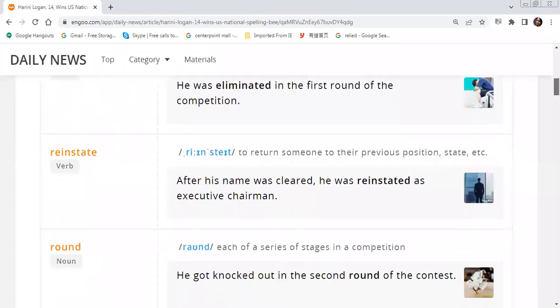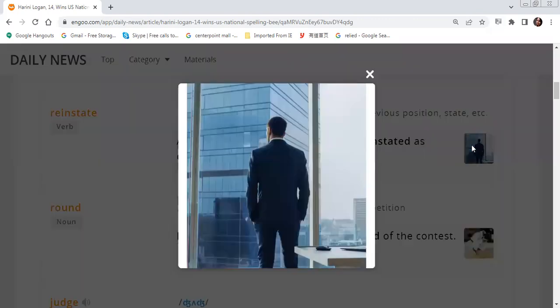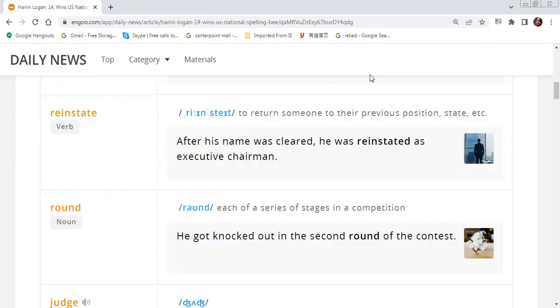Let's go to the next vocabulary word, reinstate. The definition of reinstate is to return someone to their previous position, state, etc. Our example says, after his name was cleared, he was reinstated as executive chairman. And we can see here the photo of the executive chairman looking out at the city.